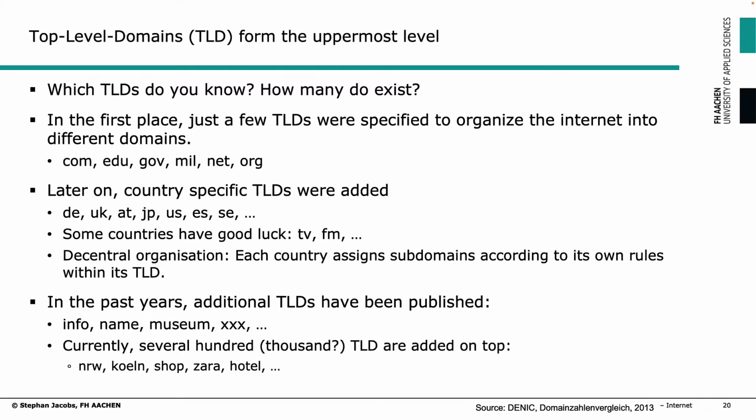Decentral organization, here we have it again. There is not one organization which assigns top-level domains. Each country assigns subdomains according to its own rules. In the past years, additional top-level domains have been published: info, name, museum, and there are some more to be added or which have been added in recent years, like NRW, Köln, shop, Zara, hotel, and so on and so on.